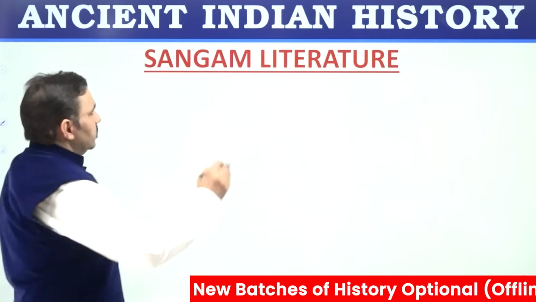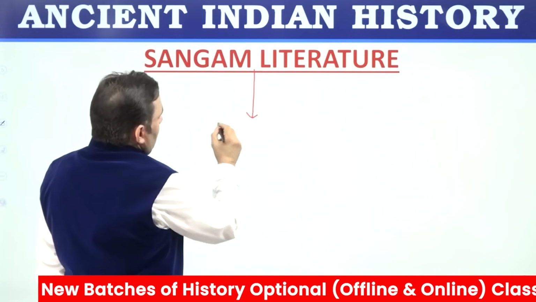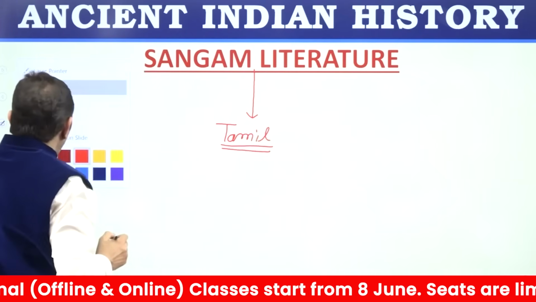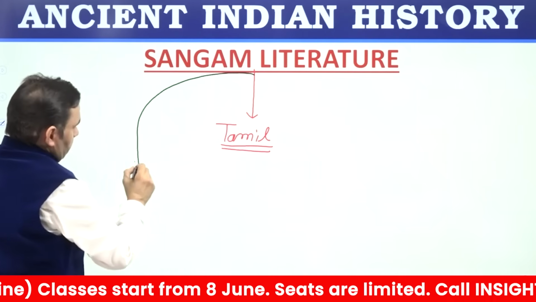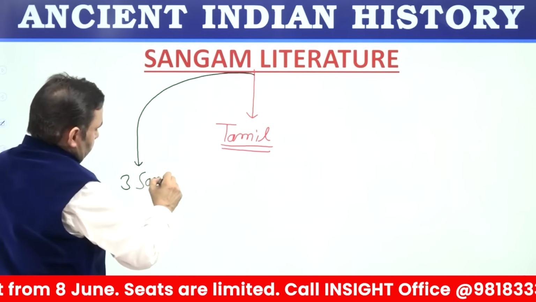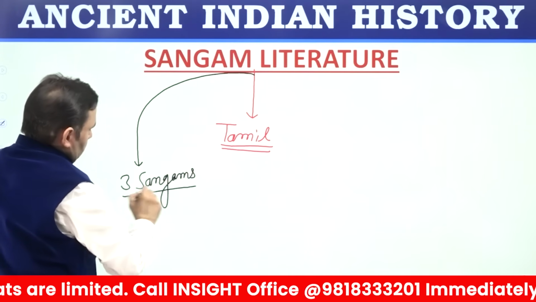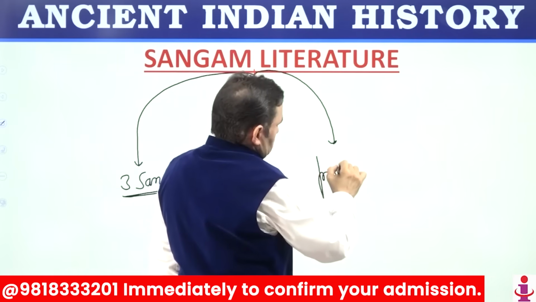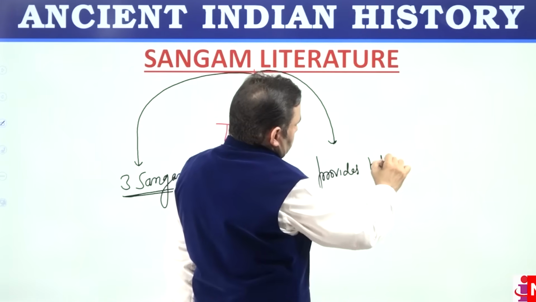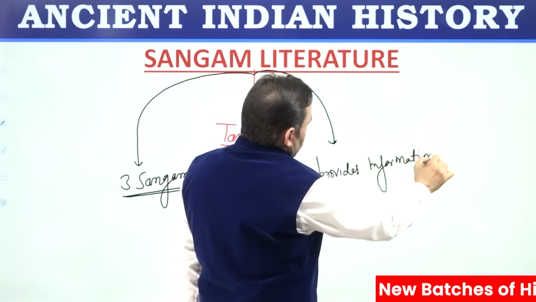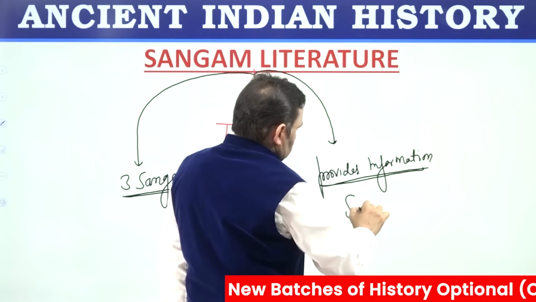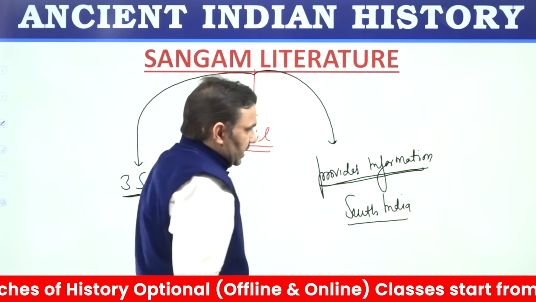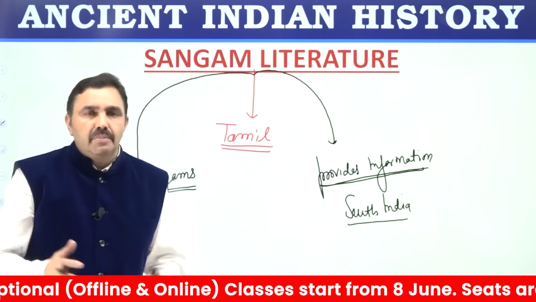Sangam literature was composed. What was the language? If somebody asks you what was the language of Sangam literature, Tamil language. How many assemblies were held? How many Sangams were there? There were 3 Sangams. And Sangam literature provides information about South India. The life in South India during 300 BC to 300 AD period. That's why we consider Sangam literature very, very important.